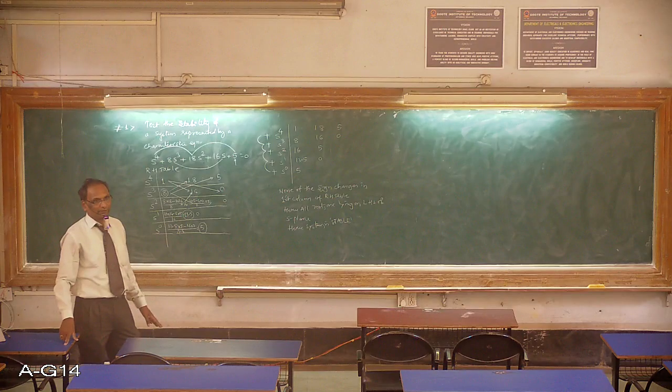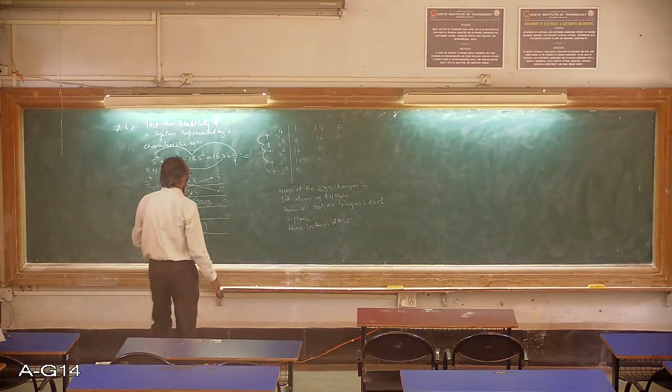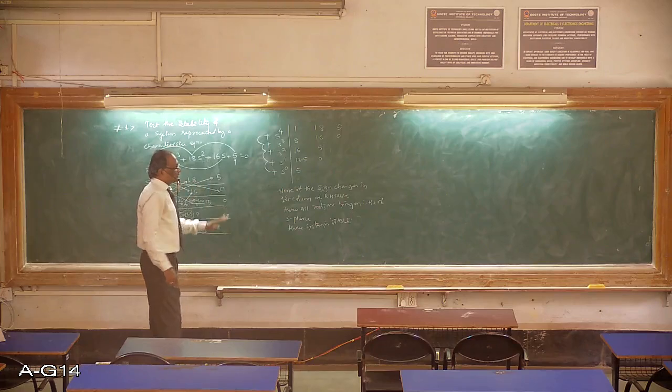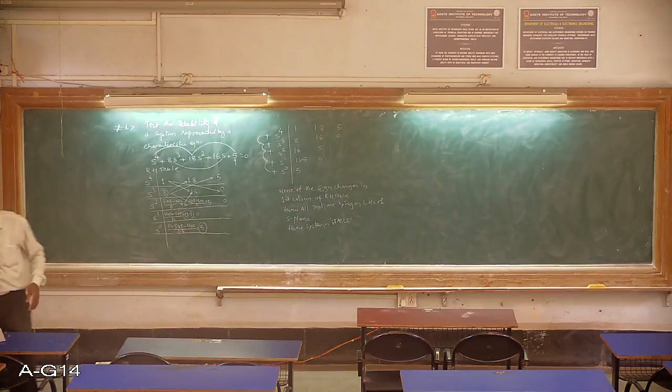System is stable. Hence the system is stable. This is how we can test the stability of a given system, stable or unstable. So we'll deal with some numericals based on the value of k, all those things in the next session.